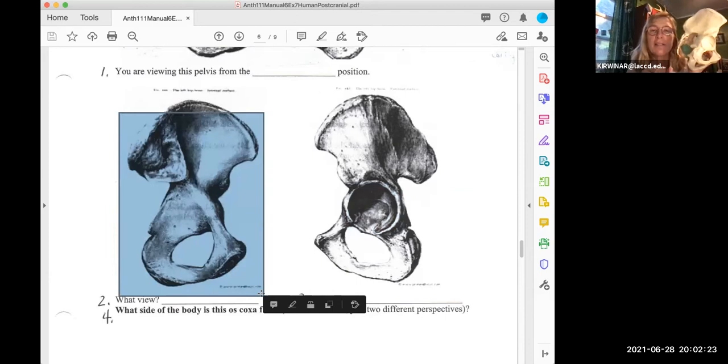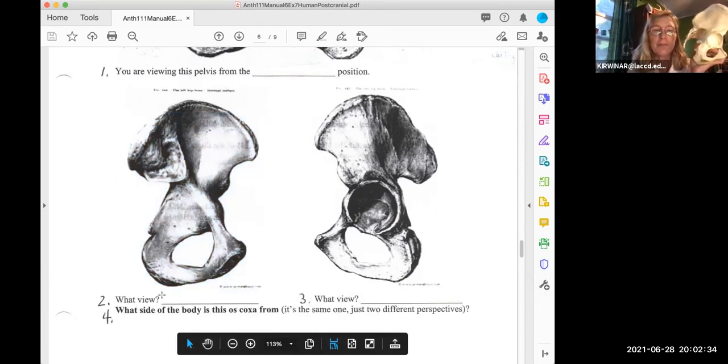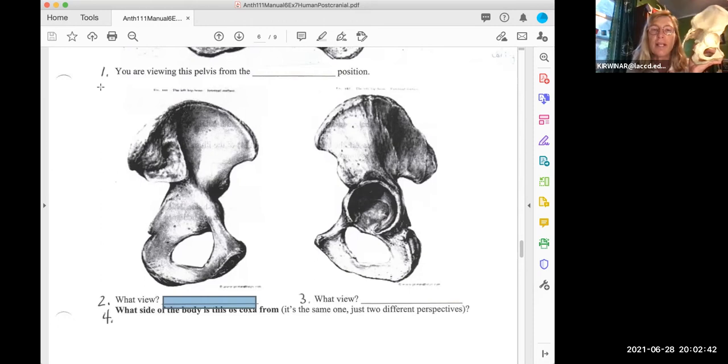Can you see the acetabulum? You cannot. So you know you're looking at it from the medial, or inside looking outside. So that is the medial view. Okay, so that's the medial view on the bottom left of page 74. Now, is it the right os coxa or the left?